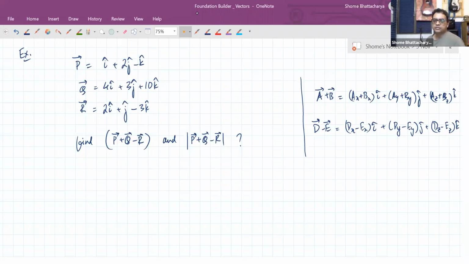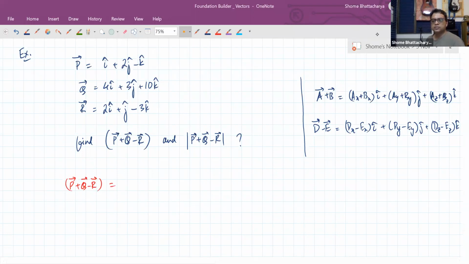So, anybody got the answer yet? Yes, very good, Uday. That's correct. Now just find its magnitude. No, Kirtan, you have to check your answer again. So let's do the first part: P plus Q minus R.